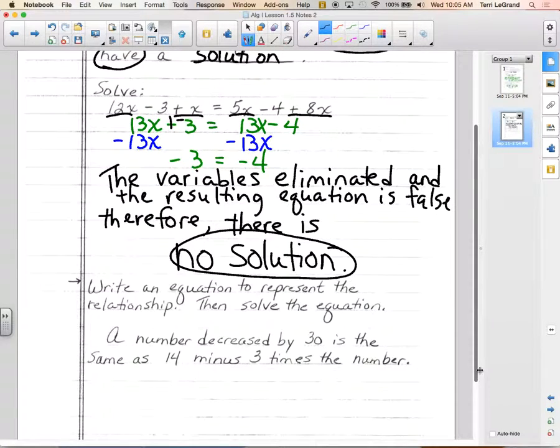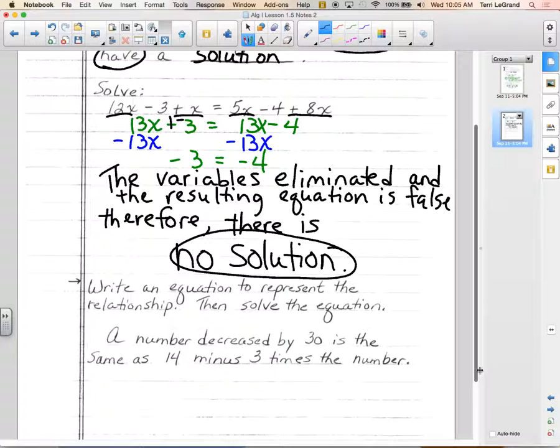Now, by the way, 0 is a solution. So 0 does not mean the same thing as no solution. No solution does not mean the same thing as 0. 0 is a legitimate number on the number line. It's part of the real number set. It does not want you considering it to be no solution.